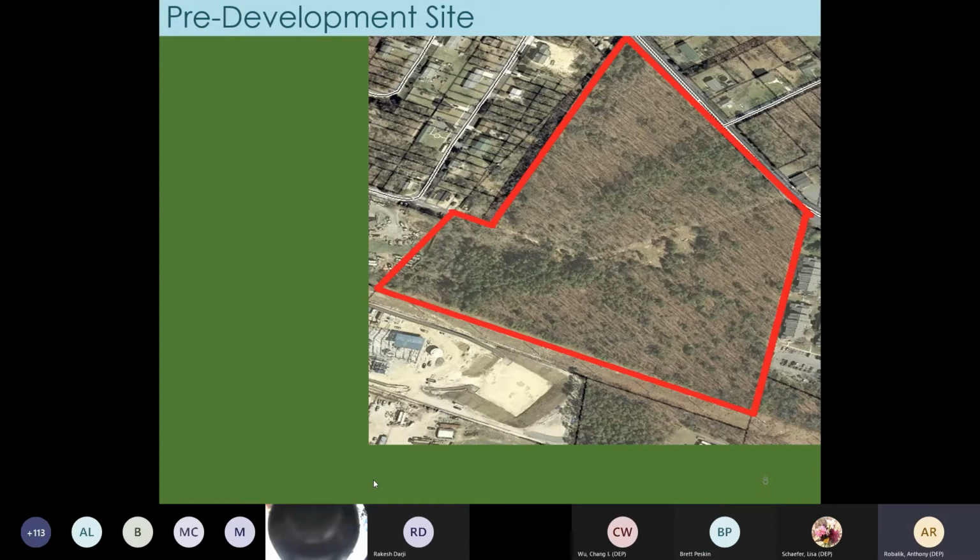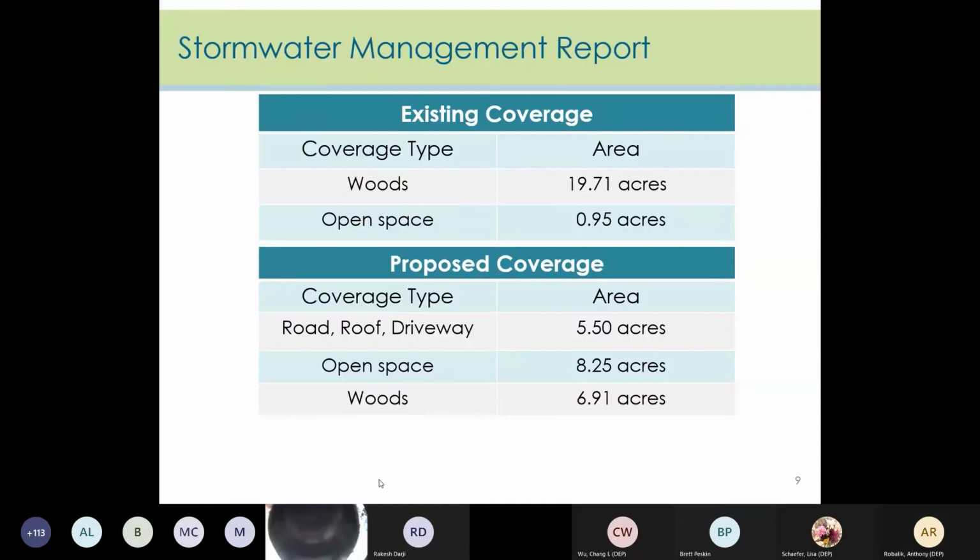So this is the pre-developed site in this case. We can see that it's mostly wooded. There are 2 cleared spots in the center of the site that appear to have some sort of roadway or right-of-way for a utility heading through it. And this is what the engineer submitted with the stormwater management report. For the existing coverage, there is 19.71 acres of woods and 0.95 acres of open space.